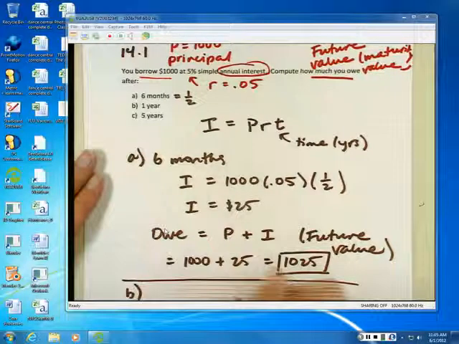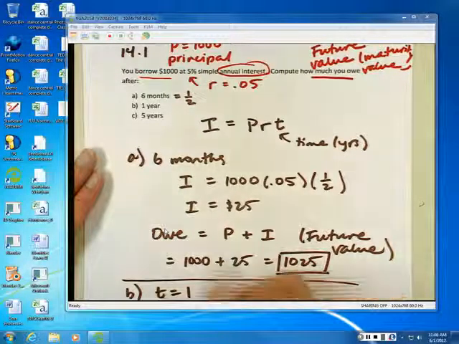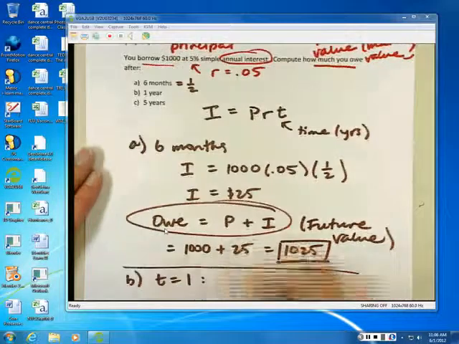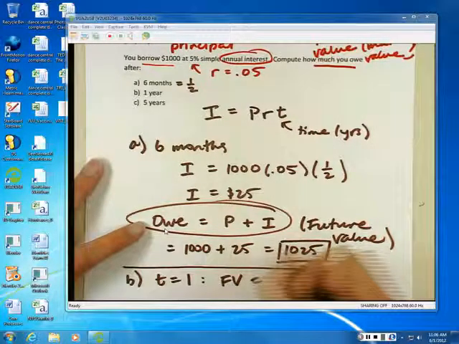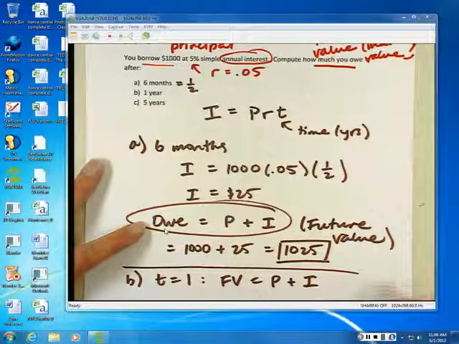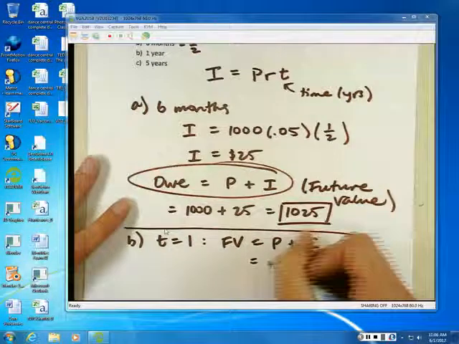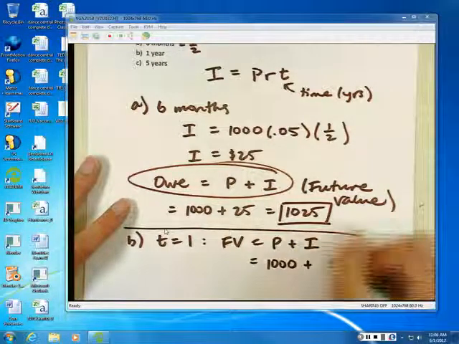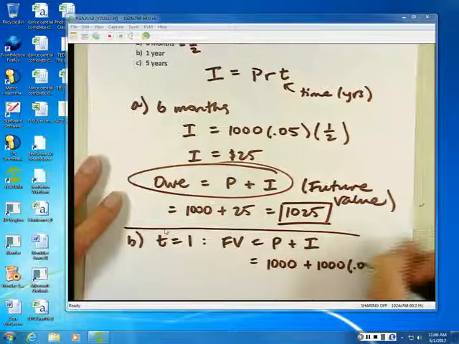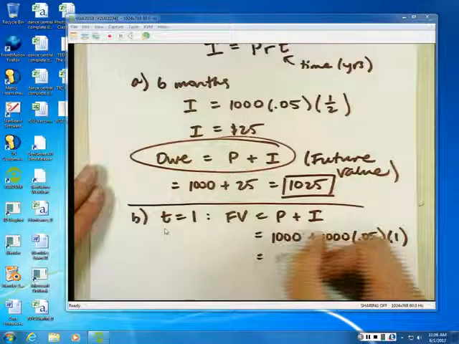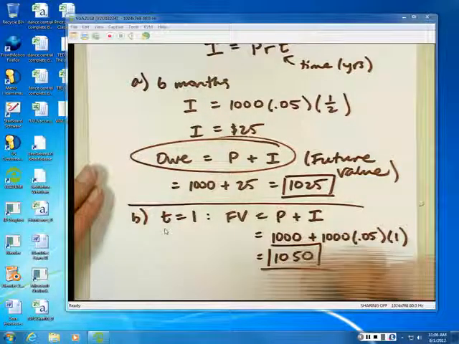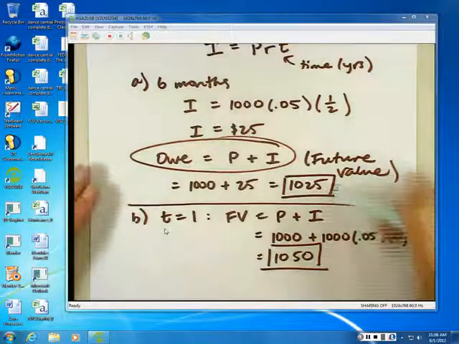Okay, let's do the next one. B, after 1 year. So now T is equal to 1. Let's just skip right to that future value. So I'm going to write FV to look a little more technical than O. So my future value is principal plus interest. And that's going to be principal, which was $1,000, plus my interest. That's principal times interest rate times the time in years. So now I just take that 1,000, and I'm going to add 1,000 times 0.05. So I owe, and it's what you should expect based on your last answer, 1,050, right? My interest doubled because I'm not doing half a year, I'm doing the whole year.